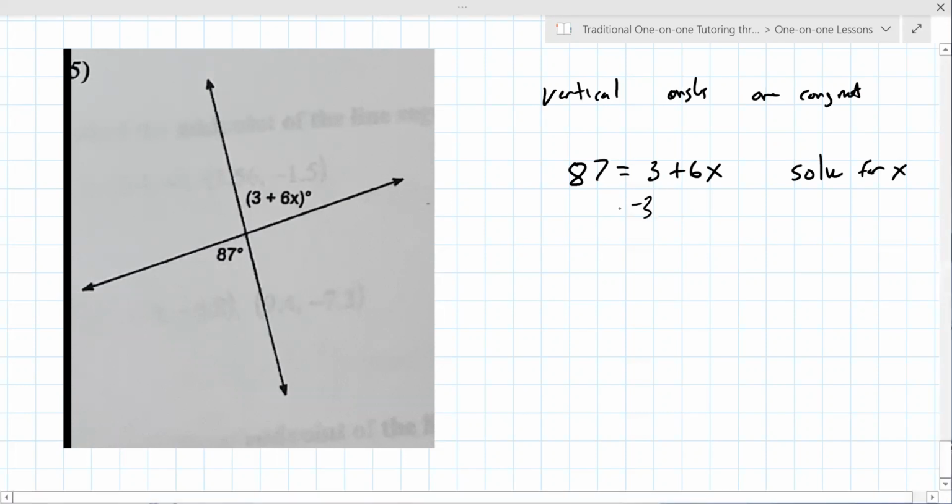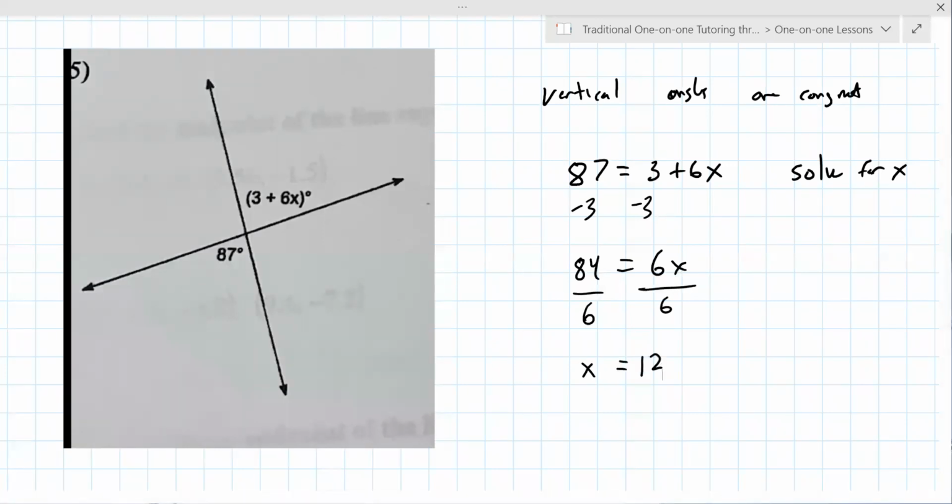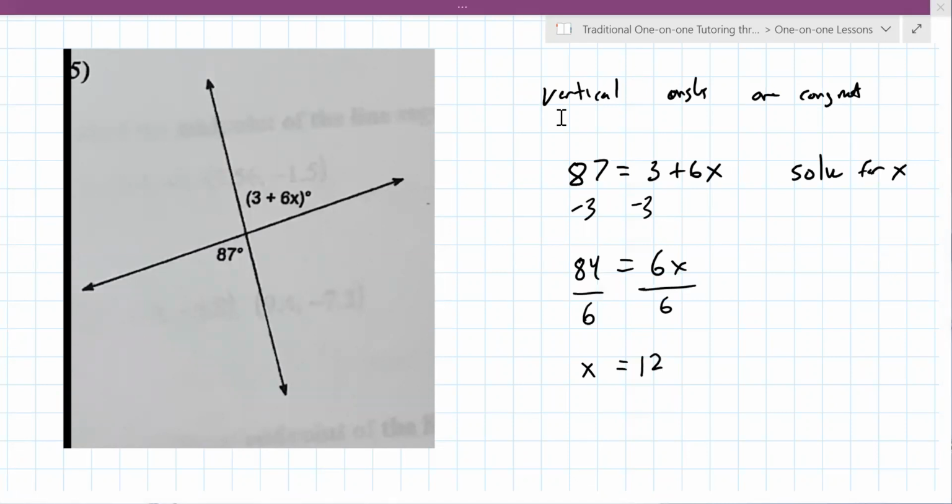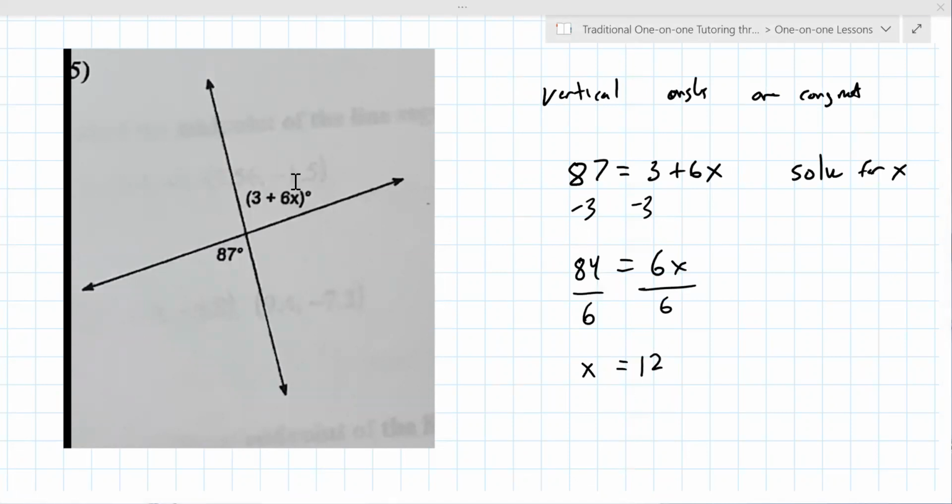So to do that, you subtract 3 from both sides, and you get 84 equals 6x. And then you divide by 6. So x equals 12. I think it just wants the x value. Yeah. Sometimes you have to put that value back into the equation, but here it just said to solve for x.